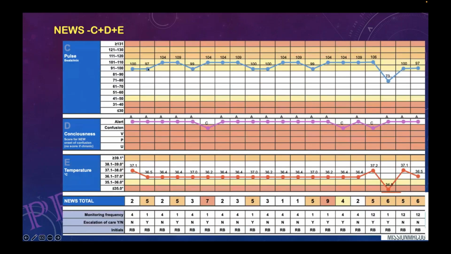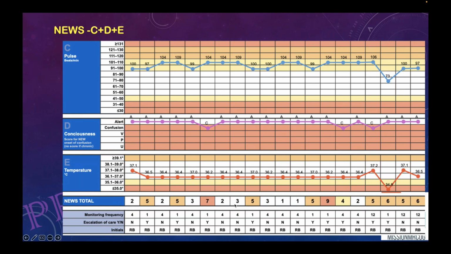All the time it is yellow in color, sometimes it is amber in color. And the consciousness level or AVPU is all the time fine. So the patient is alert almost all the time. Now the temperature is normal. You can see only one time it is falling, the rest of the time the temperature is normal. So this way you will find NEWS here.